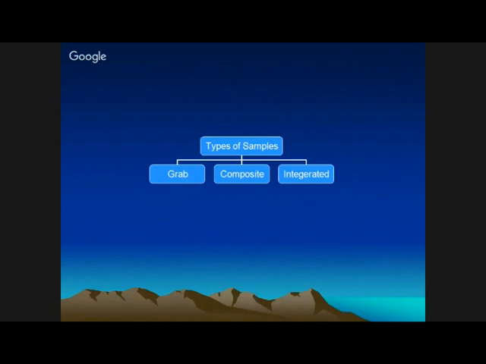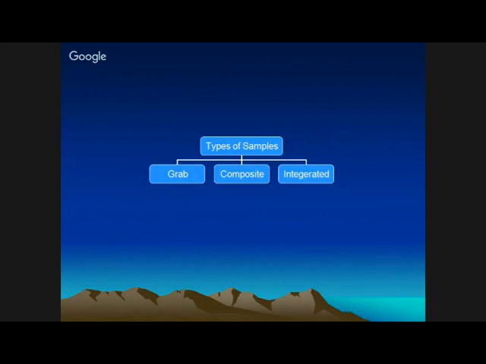Composite sample means you have to portion that sample. For example, you are collecting at one time 100 ml, another after half an hour again 100 ml, after half an hour again 100 ml. Then you composite it, you mix this sample and make it 1 liter or 2 liter according to your requirement. This is a composite sample. So this is also the sampling protocol. Once you go to the field, you should know whether you are collecting grab sample or composite sample.